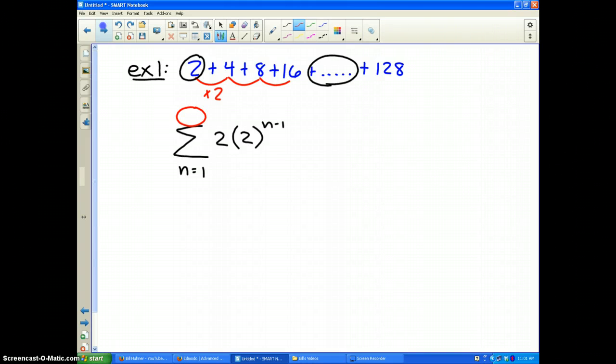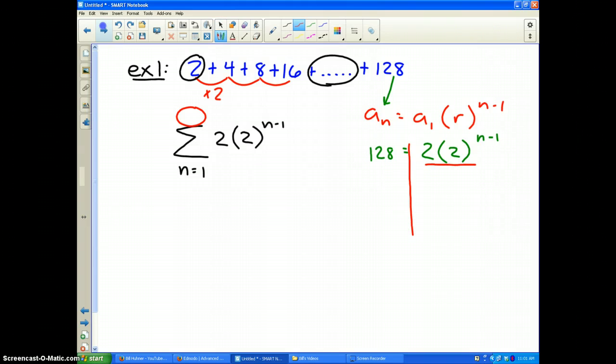Well, you could sure do this in your head, but when it gets complex, you need to go back to the explicit formula, which says this. And we need to fill in what we know. We know the nth term is 128. That's the last term. We know the first term is 2. We know the common ratio is 2. And we need to know what n is. If I solve this, I'm first going to divide everything by 2, so those cancel out. So I get 64 equals 2 to the n minus 1 power.